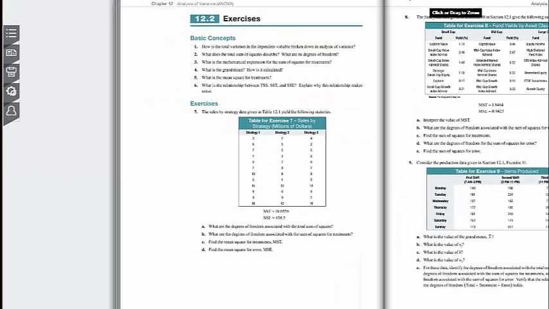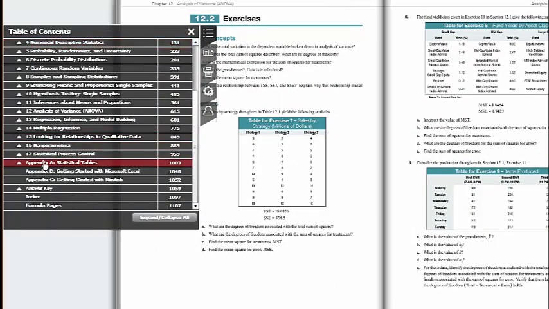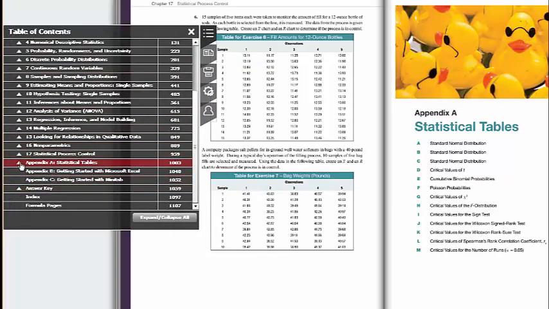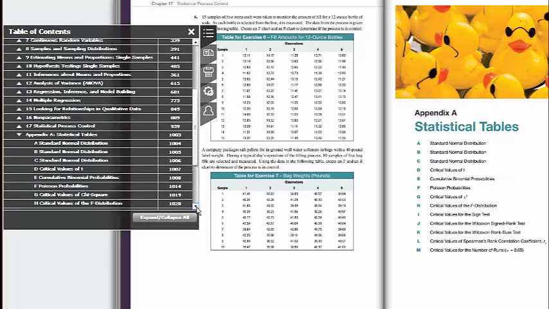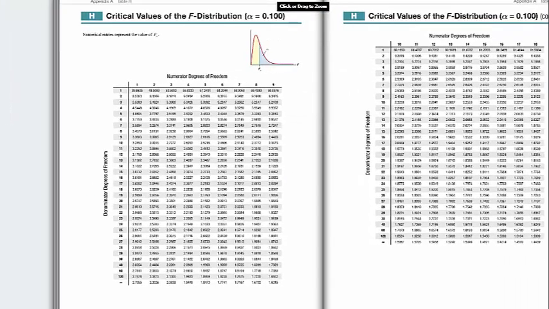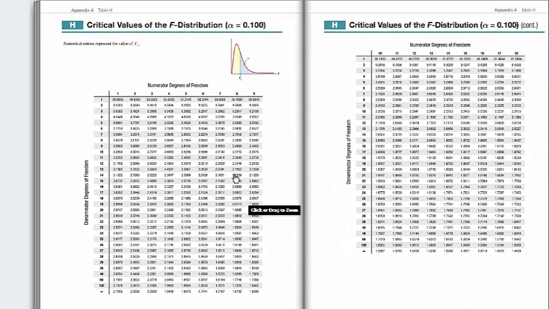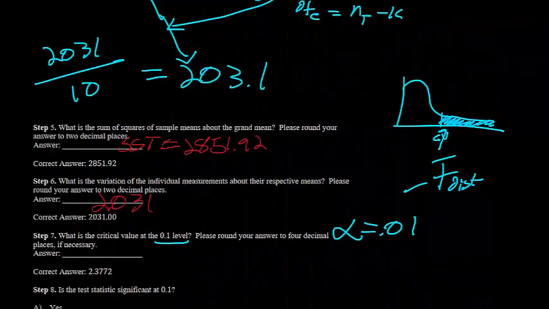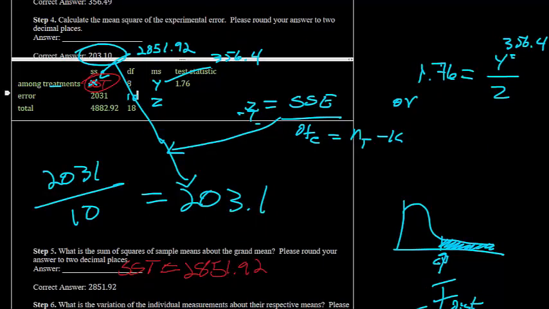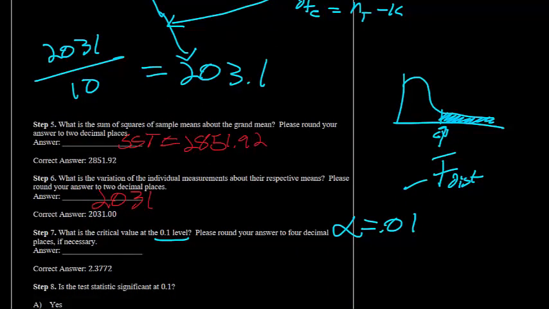Let me go back over to our statistical tables. I wonder if I have a shortcut to binomial, Poisson, chi-square. There it is, F distribution. Here's a shortcut to my F distribution. Numerator degrees of freedom, denominator degrees of freedom. Let's go grab those real quick. Numerator degrees of freedom is 8. Denominator degrees of freedom is 10.